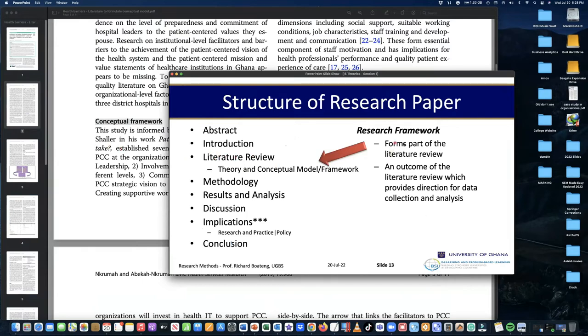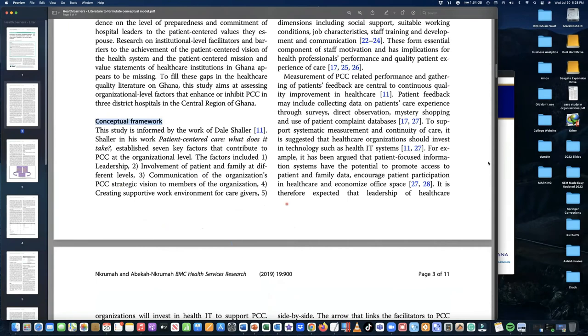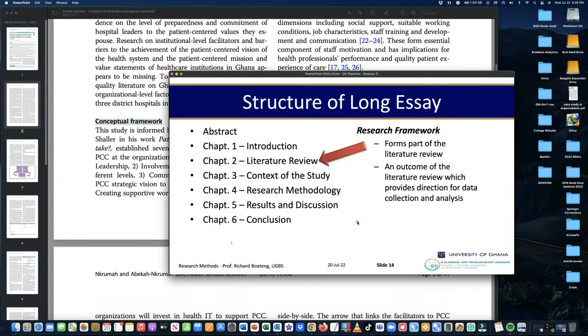So in this case, it forms part of the literature review, and the outcome of the literature review is the framework. Okay. Now, some of them don't do that. I think we saw different ones. But in your structure of a long essay for a master's dissertation that you'll be supervising in future, the literature review is where the research framework is explained.